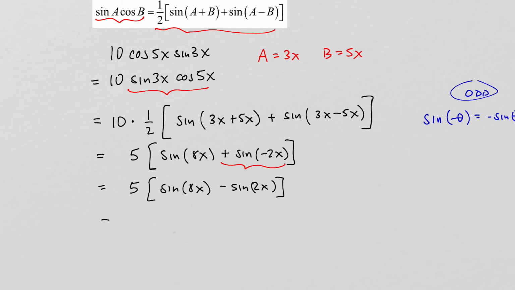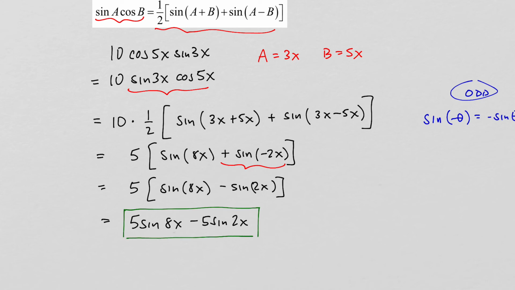And finally, if I distribute the 5, we have 5 times the sine of 8x minus 5 times the sine of 2x. And there really is no need to keep the parentheses around the 8x and the 2x. If you do, it's fine, but you can also remove them. And so I have rewritten the original problem as a sum of two trig functions.